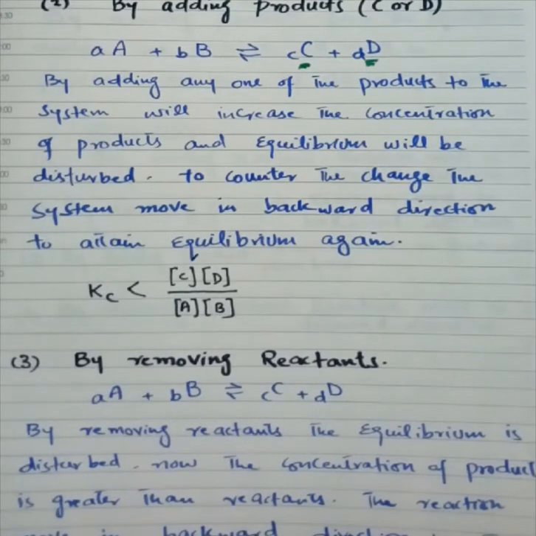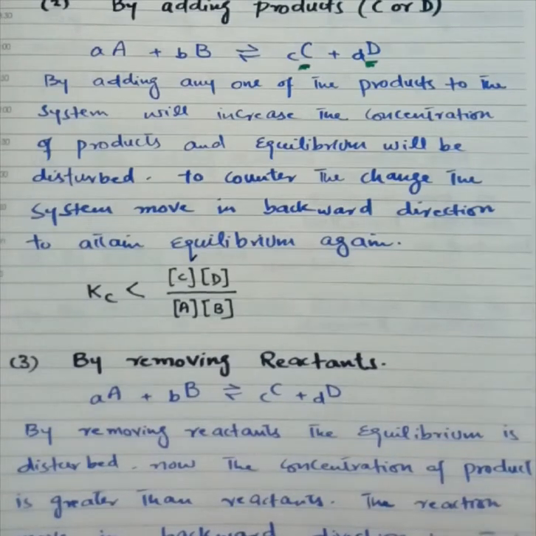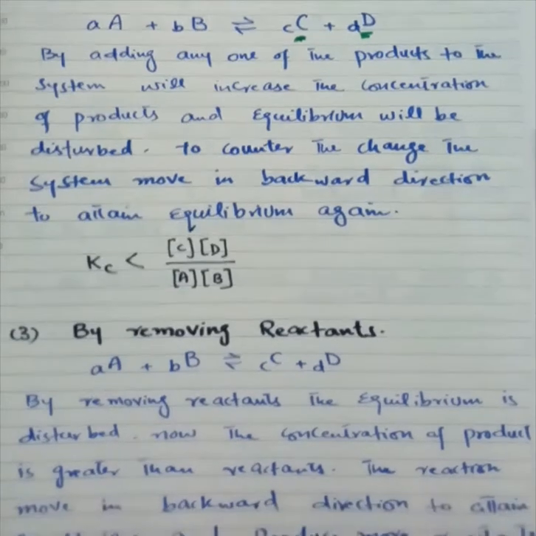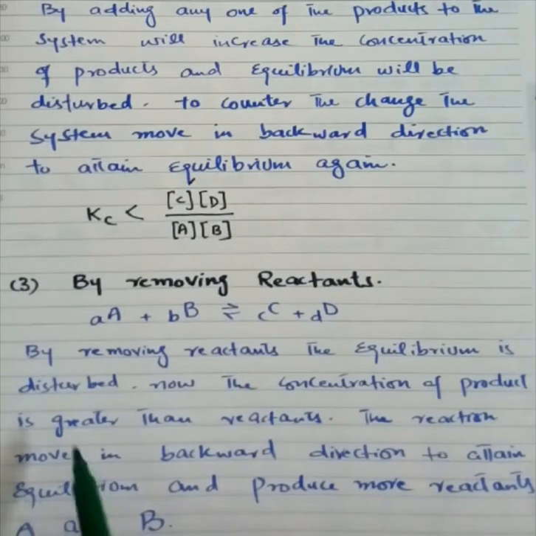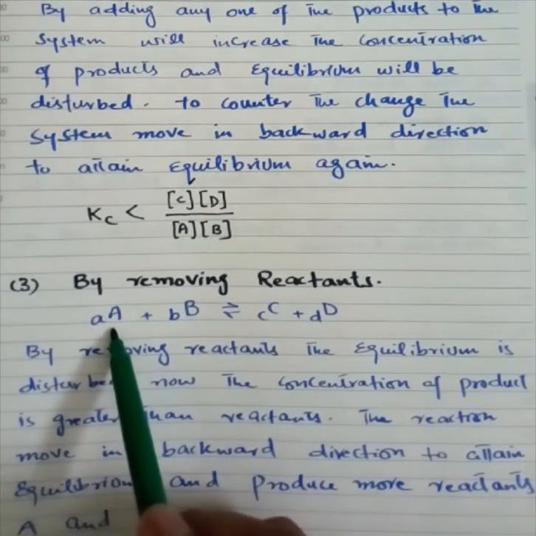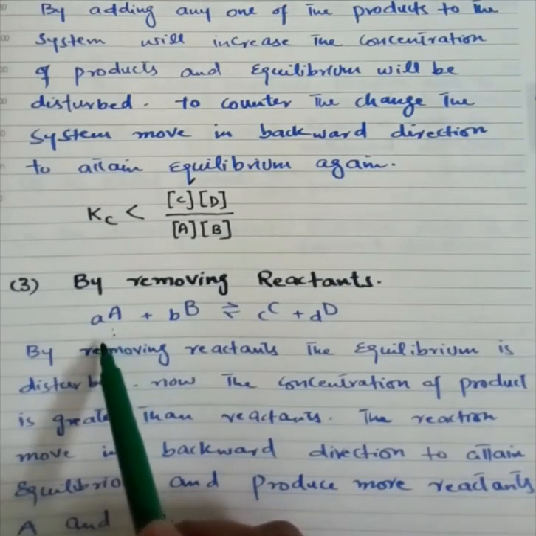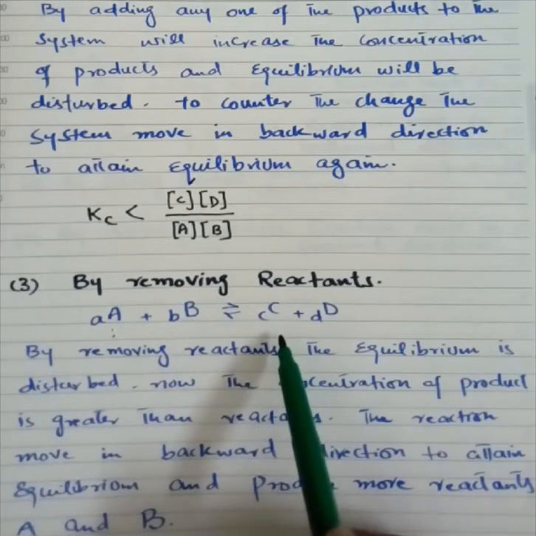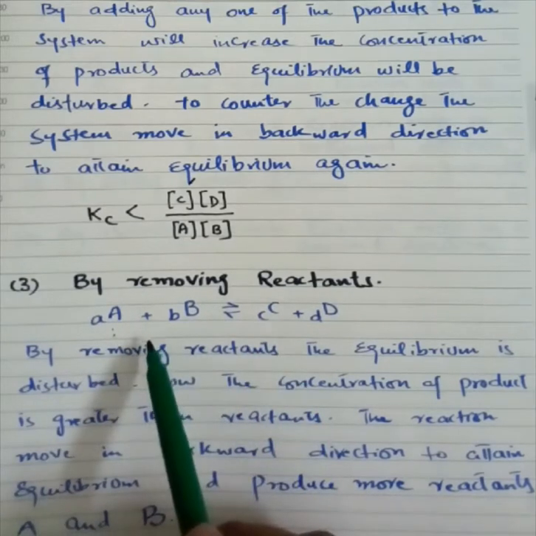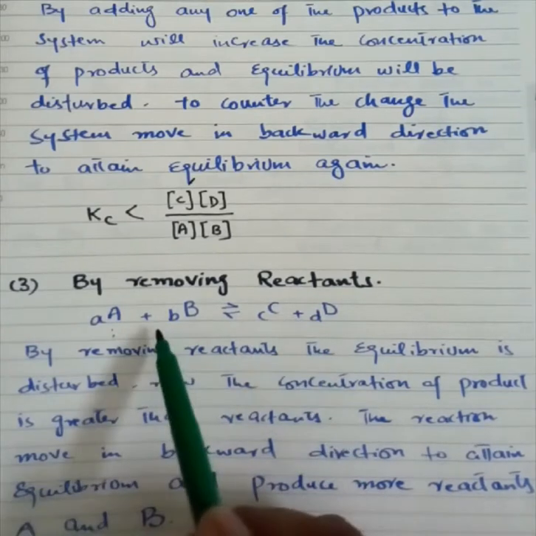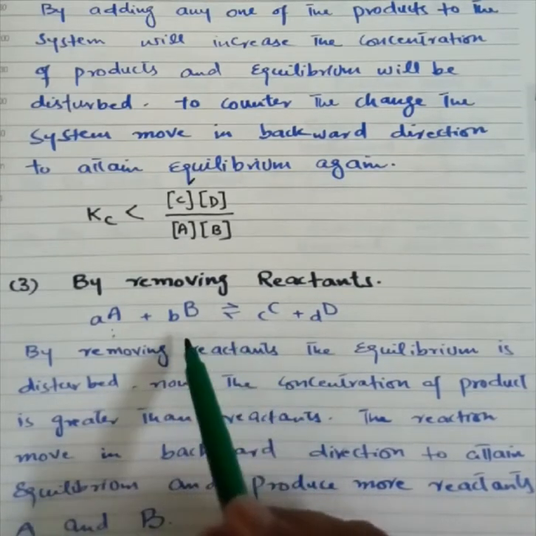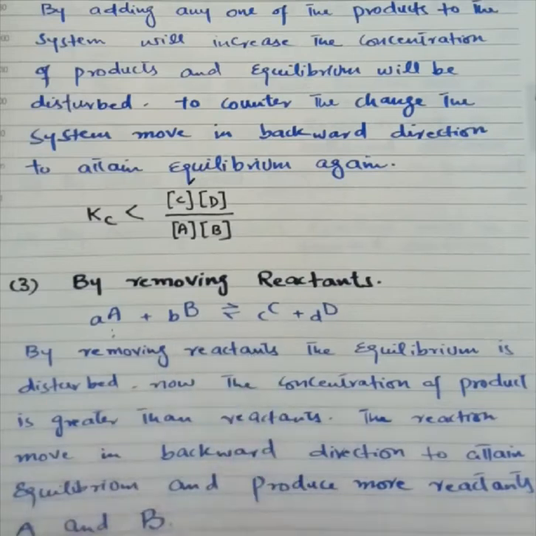Now these are the two examples in which we add reactants or add products. Now by removing reactants or by removing products, what will happen? For example, in the general reaction I have written, A and B react to form C and D. If I remove A from this reaction, the concentration of A decreases and the concentration of products will be higher than the concentration of reactants. So in such cases, the reaction will move in the backward direction in order to attain the equilibrium state.